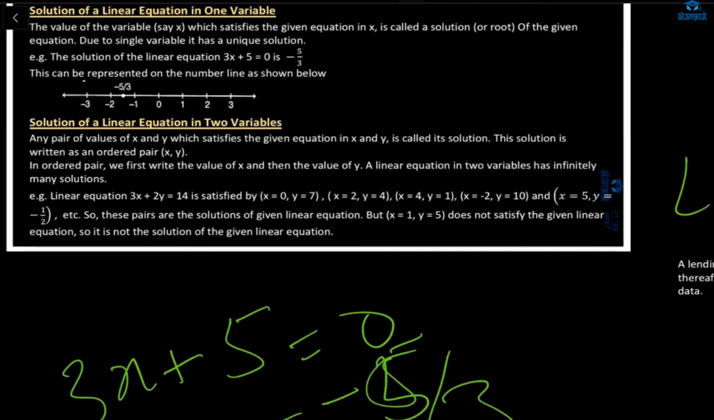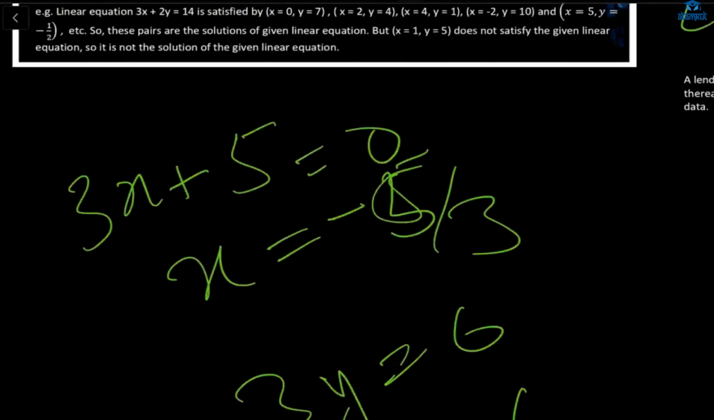But if you go for the solution of a linear equation in two variables, let's see how this is done. Any pair of values of x and y which satisfies the given equation in x and y is called its solution. Now, when we were plotting the points, I told you about the ordered pair. What is an ordered pair? It follows a format: x comma y. So an ordered pair will always be in the same format.